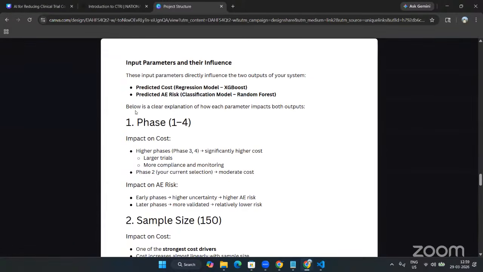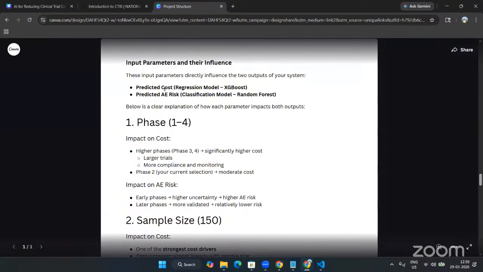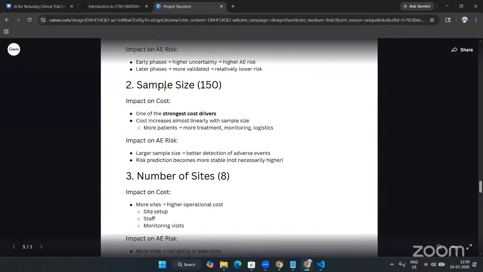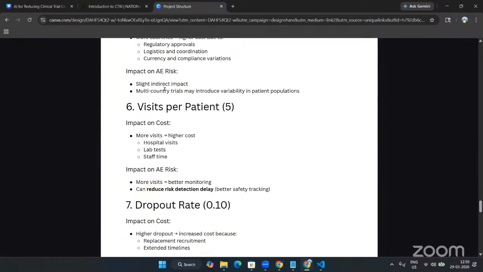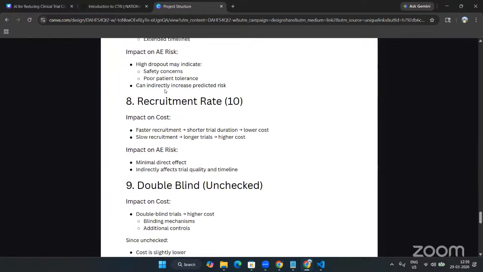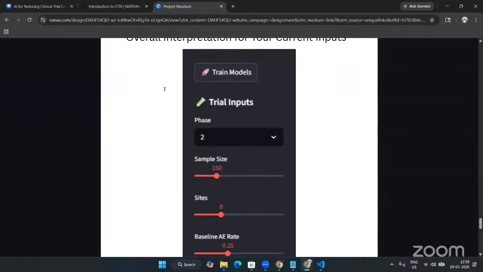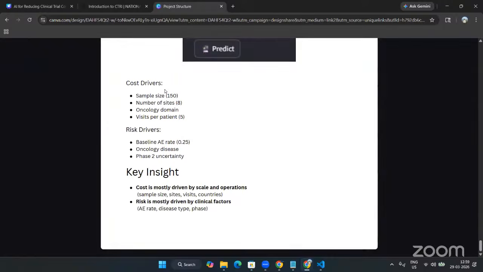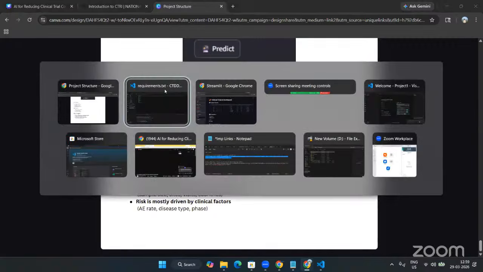So this was it, and here in this document we have explained how, when you change some parameters, they affect the outputs. You can also change them and keep experimenting to see how a change in a parameter affects the outputs.